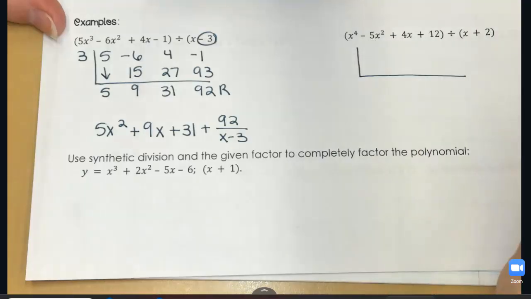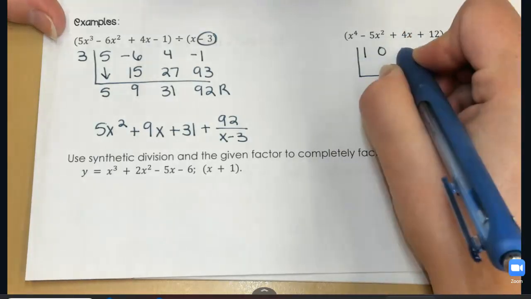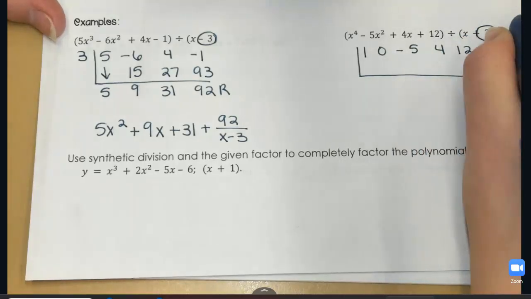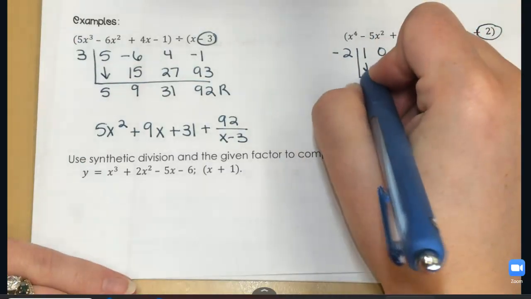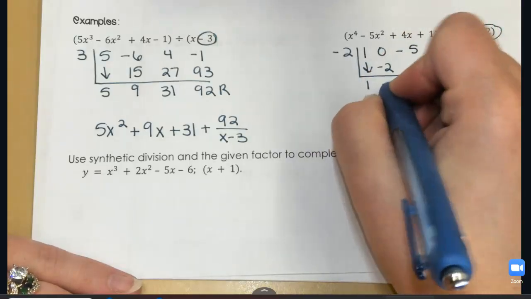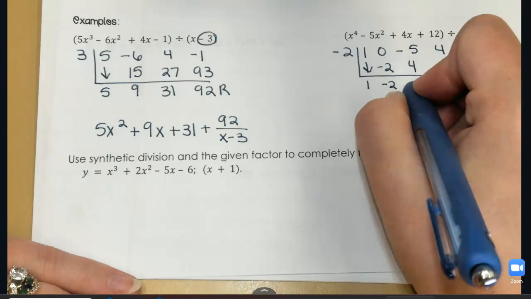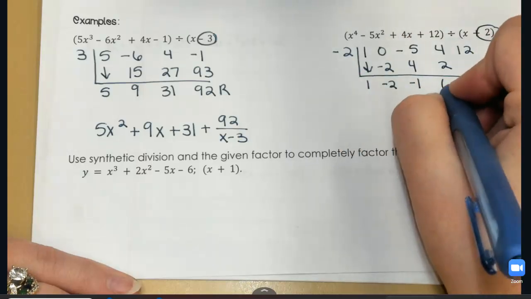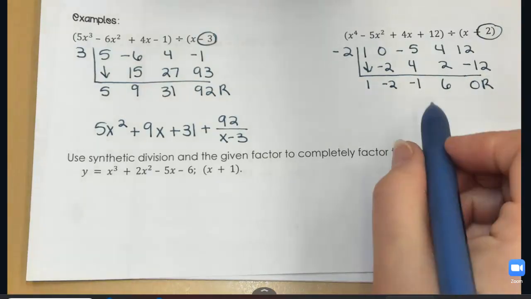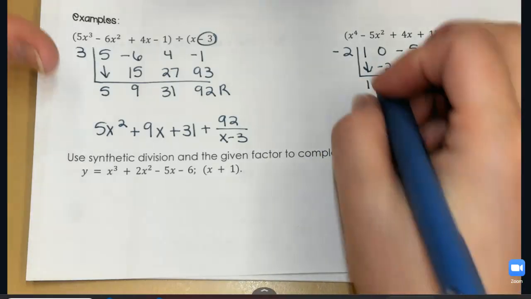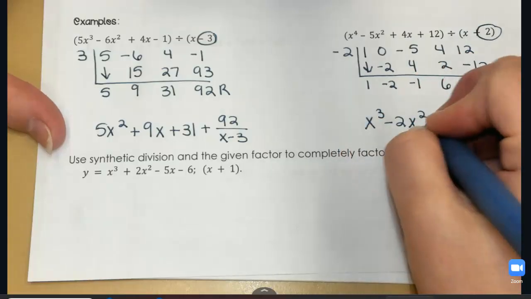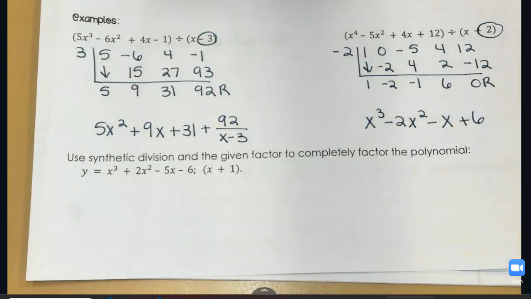This one I am missing a power of x to the third, so I'm going to need to put a placeholder of 0 there. Then -5, 4, 12. This time my constant is +2. The opposite of that is -2. I'm going to bring down the 1. It's not going to change. And now I'm going to start my process, multiplying, adding, multiplying, adding, multiplying, adding, multiplying, adding, and this one has a remainder of 0, so no remainder, so I just need to look at my quotient. I started with a power of 4, so my result will have a power of 3, so x to the third minus 2x squared minus x plus 6.